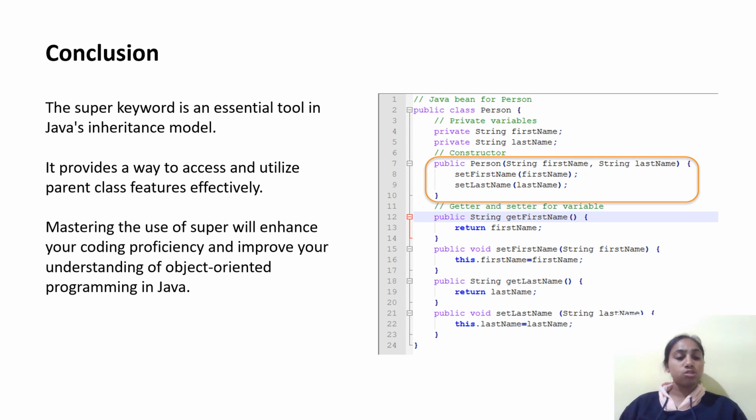And then finally the conclusion: the super keyword is an essential tool in Java's inheritance model. It provides a way to access and utilize the parent class's features effectively and efficiently. Mastering the use of super will enhance your coding proficiency and improve your understanding of object-oriented programming in Java. Here we can see we are creating the Person as the superclass, and then we are creating another public class, the subclass. This is the example for the super keyword.